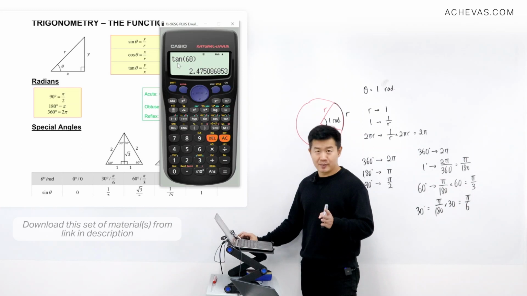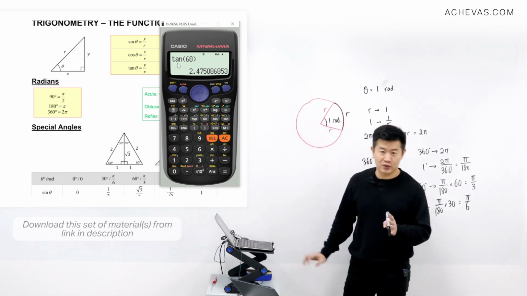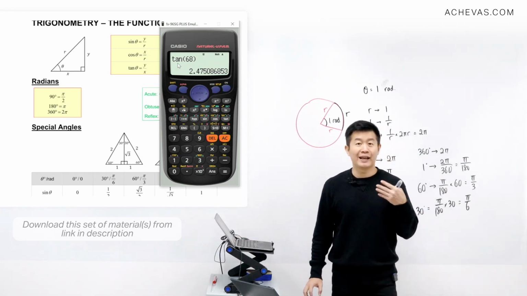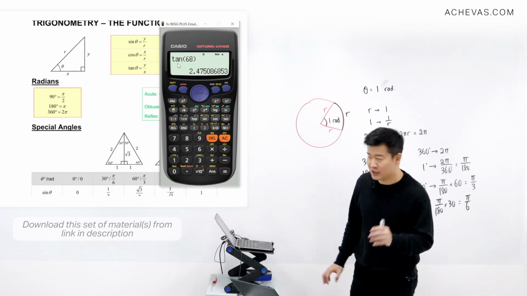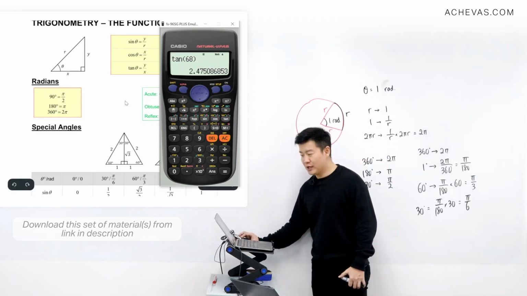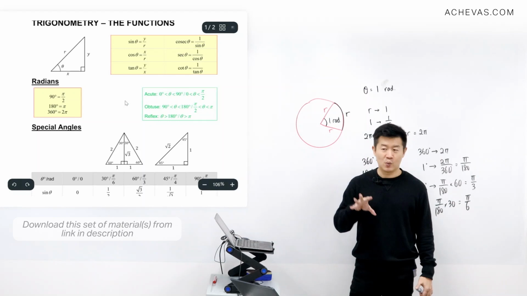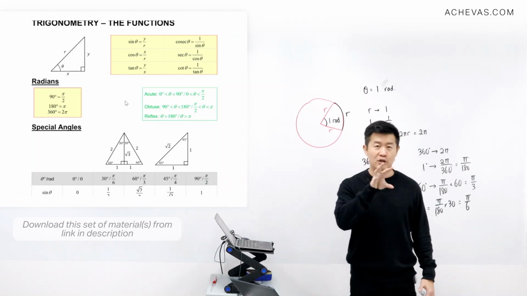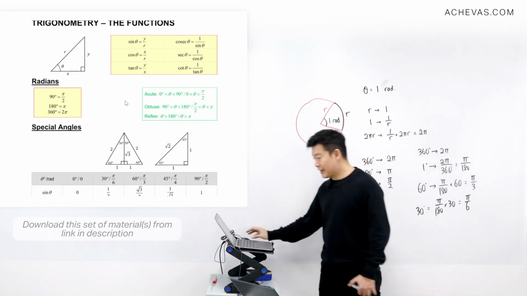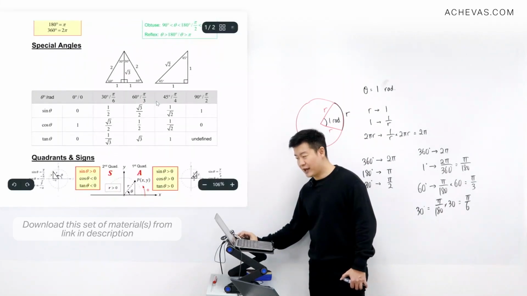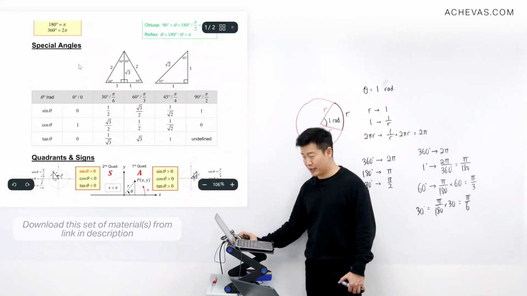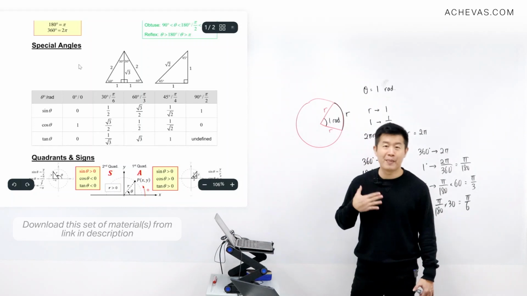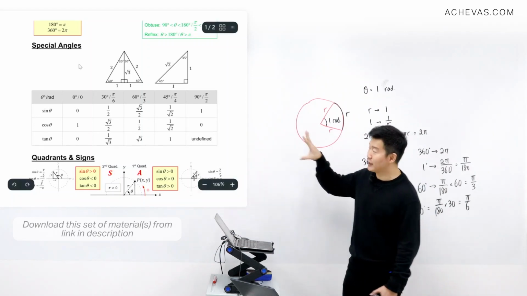But in our syllabus, there are actually some special angles where we are expected to know their exact values. That means we cannot just simply press the calculator. We need to memorize the result when these angles go into the trigonometric functions. And they are actually these few angles here. We call them the special angles, which we are supposed to memorize. Okay, let me explain to you what the special angles are.